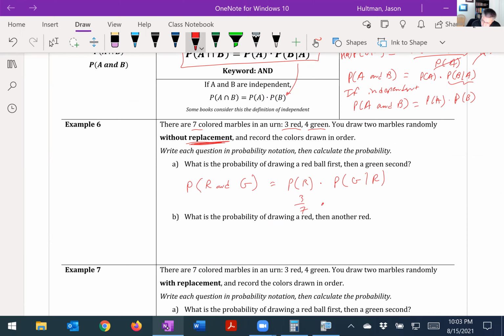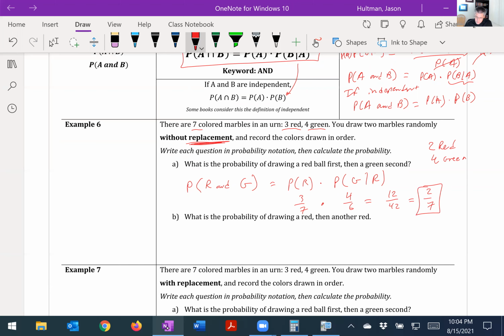What's the probability of the green, given that I've already chosen a red one? Well, that means that instead of 3 red, there are now 2 red and 4 green, which means I have 4 green out of a total possible of 6. So this is now 4 out of 6. Multiplying straight across, I get 12 out of 42. Reduce that, they're both divided by 6, that's 2/7.